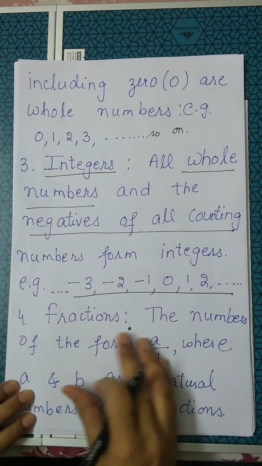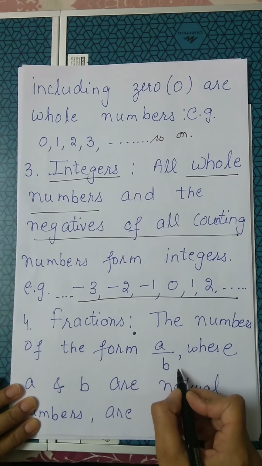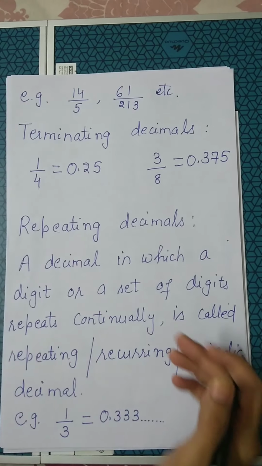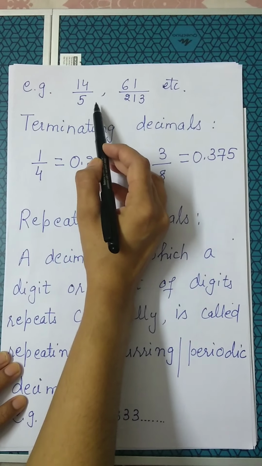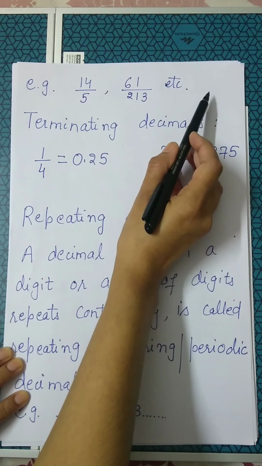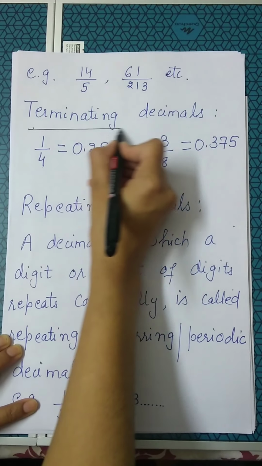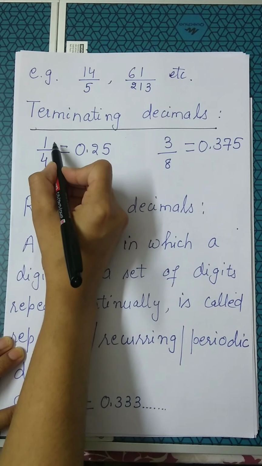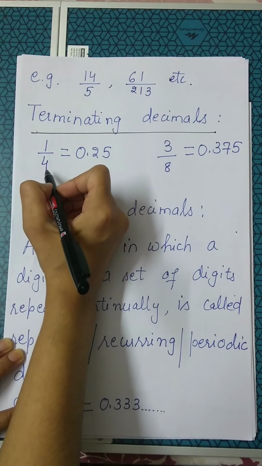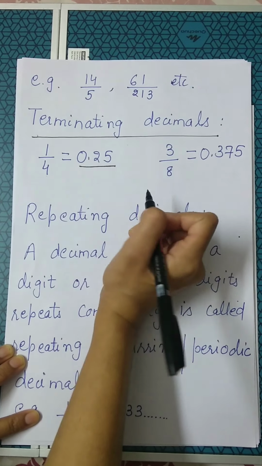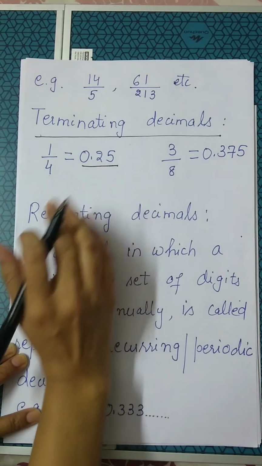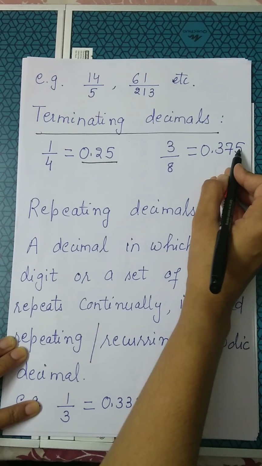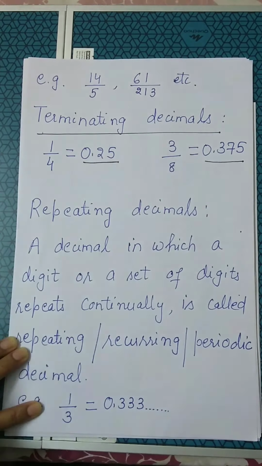Next one is fractions. The numbers of the form a upon b, where a and b are natural numbers, they are fractions. Examples for the fractions are like 14 upon 5, 16 upon 213, and so on. Next is terminating numbers. Terminating numbers are those numbers which, if we divide, like 1 by 4, the quotient which I get is a terminating decimal number. 3 upon 8, if I divide this number, I will get 0.375. So this is a terminating number.